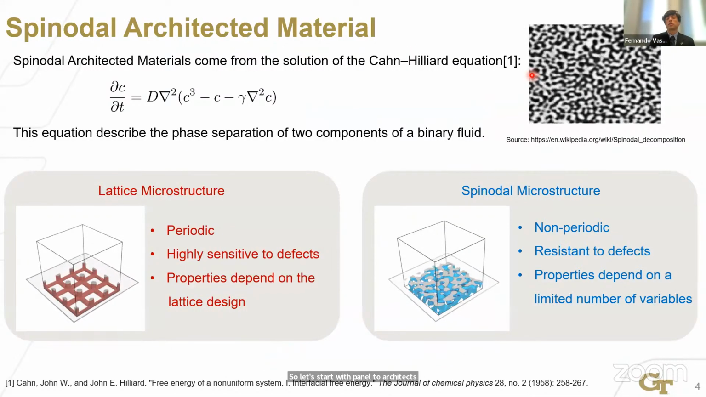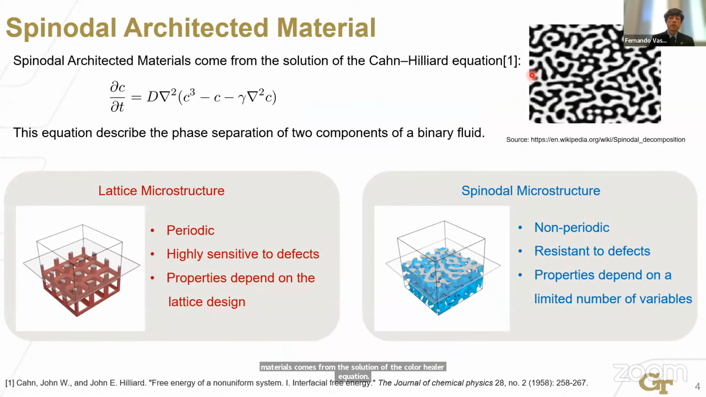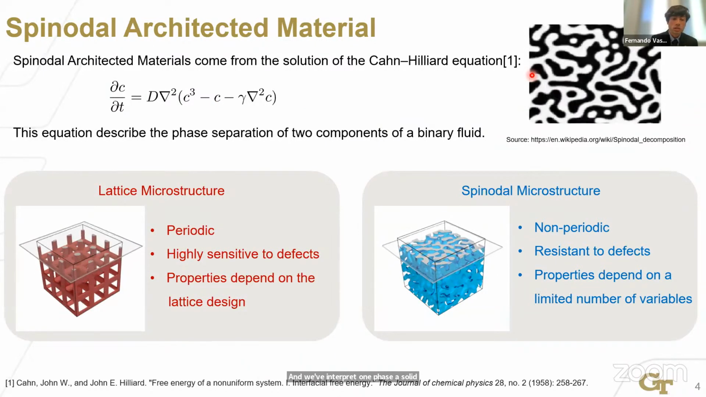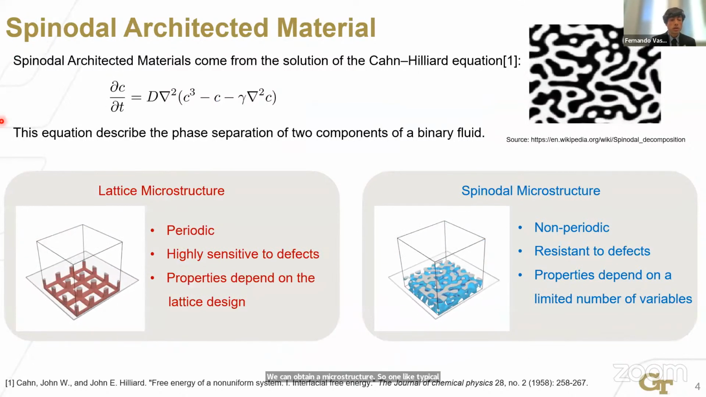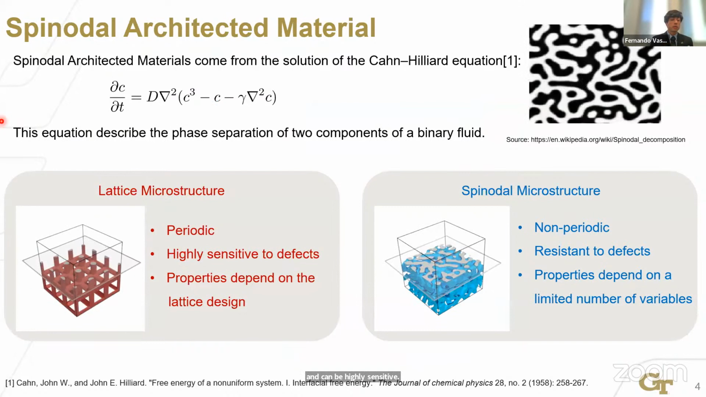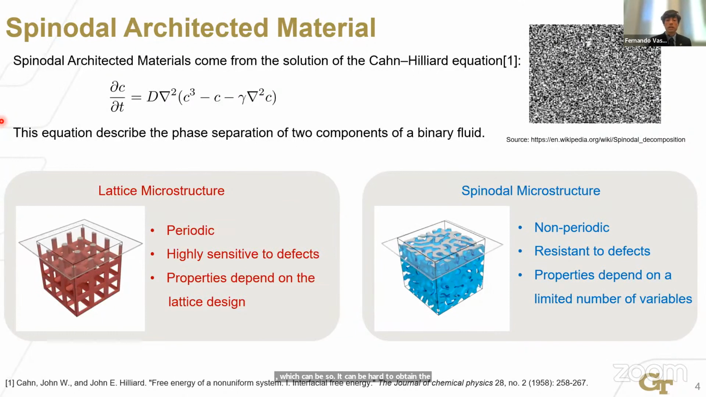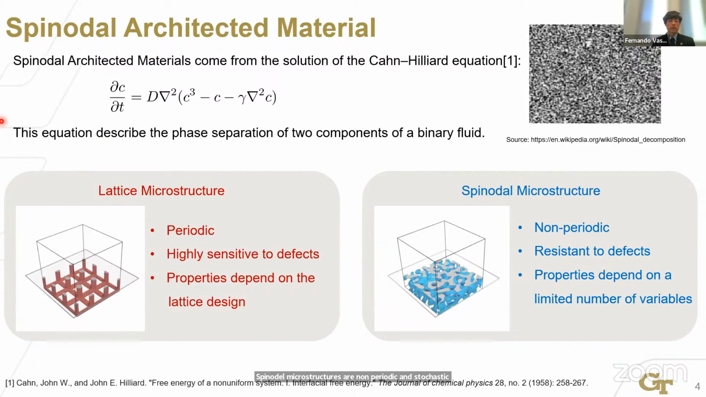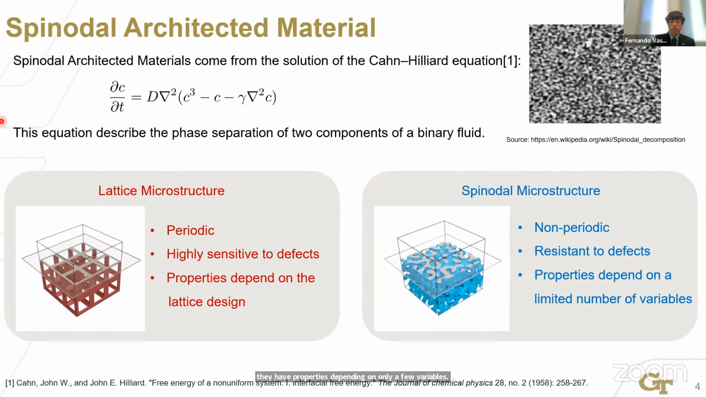Spinodal architected materials come from the solution of the Cahn-Hilliard equation, which describes the separation of a binary fluid into two phases. If we interpret one phase as solid and the other as void, we can obtain a microstructure. Unlike typical microstructures that are lattice-based, which are periodic, can be highly sensitive to defects, and whose properties depend on the design of the lattice, so it can be hard to obtain the properties that you want, spinodal microstructures are non-periodic and stochastic in nature, which makes them resistant to defects. They have properties depending on only a few variables, so they are pretty easy to control, and they have several other interesting properties.